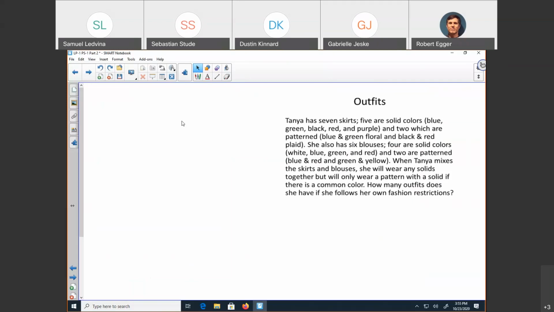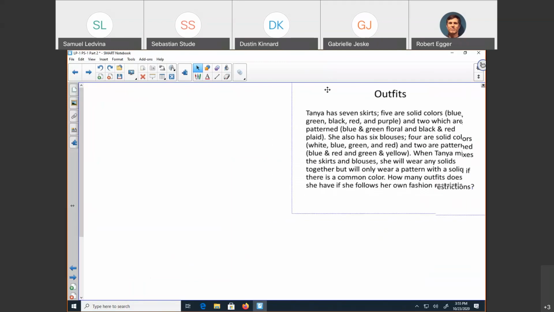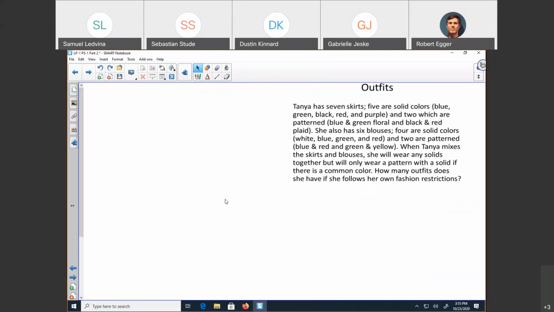Not being the fashion person I am, I don't know if a pattern with a pattern is a fashion faux pas. Could be, or maybe it's just a personal preference.